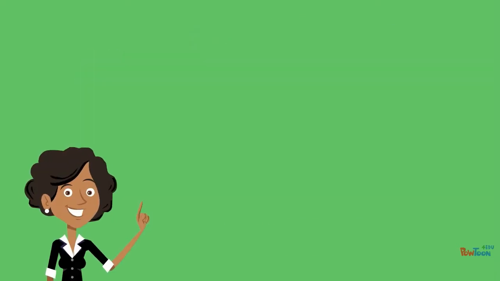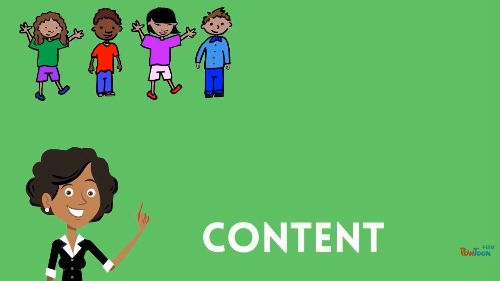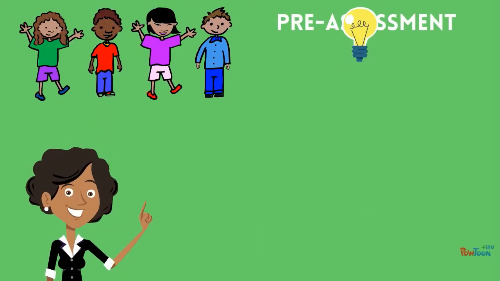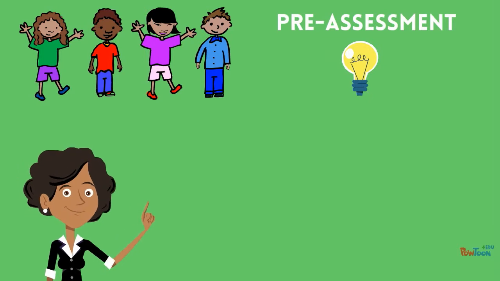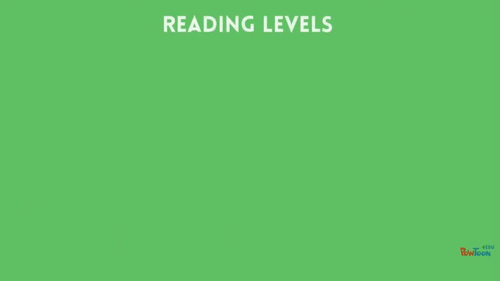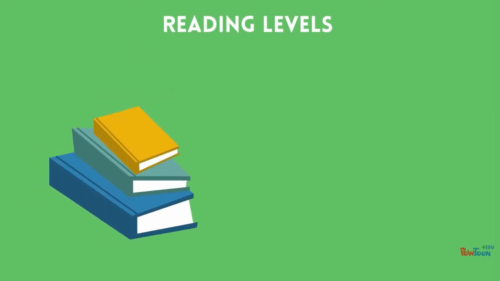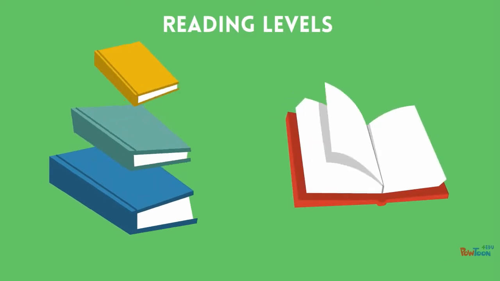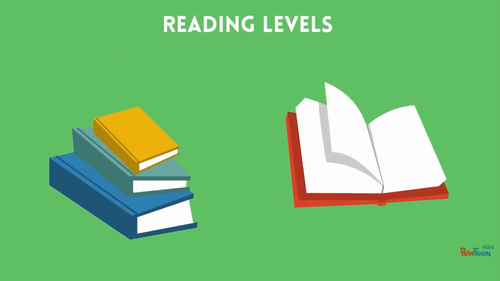To differentiate for content, I will have students take a pre-assessment to see what kind of prior knowledge the students have, and to discover student interests and learning styles. I will also have students at advanced reading levels examine the bill and its original text, while those at lower reading levels read a summary of the bill at a more appropriate readability level.